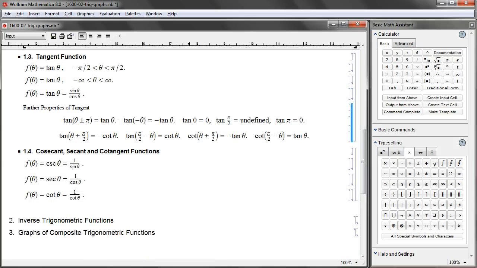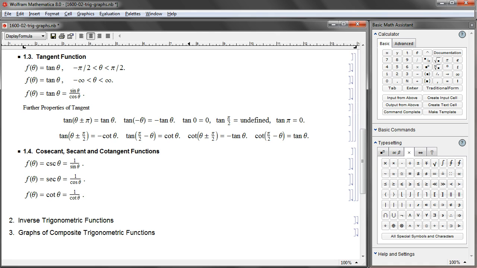Here are some further properties of the tangent function, not as confusing as before. Period is pi, so adding or subtracting pi will not change anything. So tangent of theta plus or minus pi is just tangent of theta. And the tangent function is an odd function. We saw the graph. So tangent of negative theta is negative tangent of theta. Okay, that was easy. And the others, tangent of 0 is 0, tangent of pi over 2 is undefined, tangent of pi is again 0, and this is just one period, so the same thing repeats over and over again.